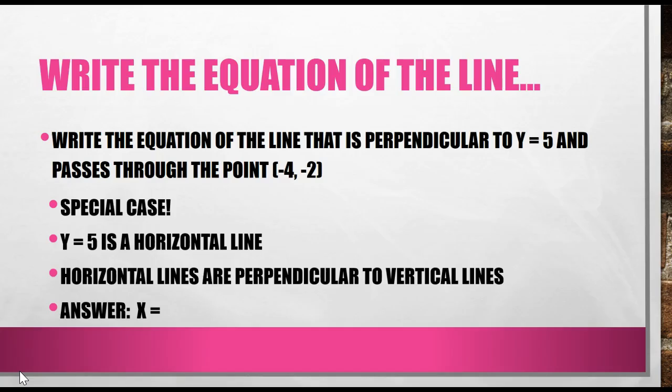And vertical lines all have the same template: it's going to be x equals a number. So how do I know what number x is going to be equal to? I'm going to take a look at my point, and I see that the x coordinate is -4. So my answer would just be x equals -4. So there is our final answer. A line that is perpendicular to y equals 5 would be x equals -4.